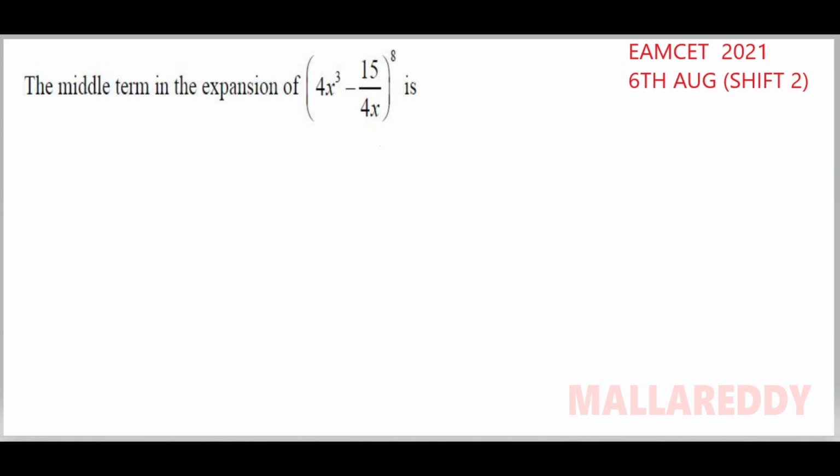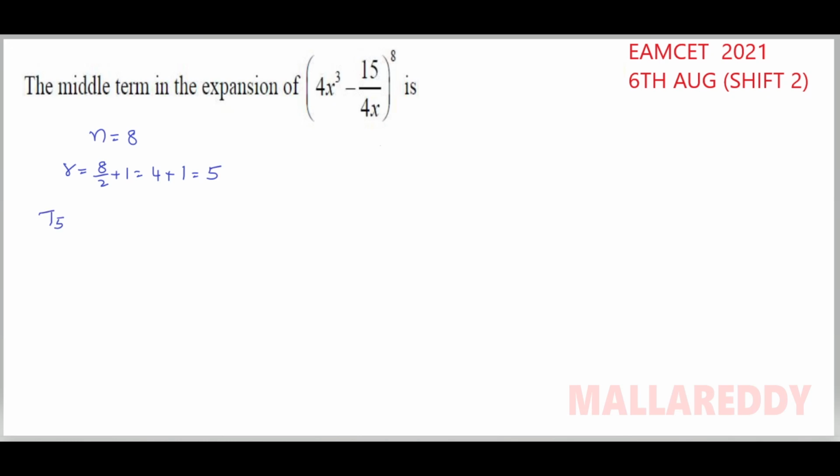The middle term in the expansion of (4x³ − 15/(4x))^8 is, here n is equal to 8, given. This is an even number. Therefore r is equal to 8 by 2 plus 1, that is equal to 4 plus 1, this is equal to 5. Here 5 is the middle term in the given expansion.